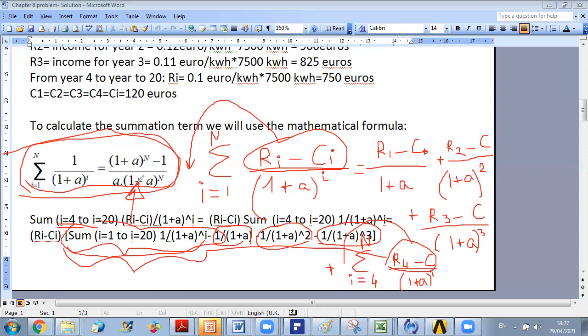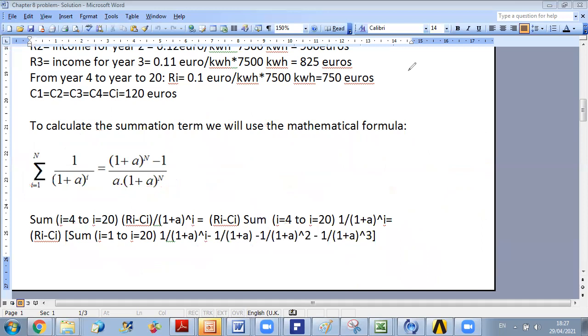Okay? And this will simplify the calculation for you. Is this clear? Any question until here? Okay. So now this is what we will do.